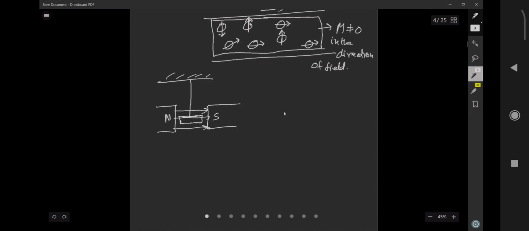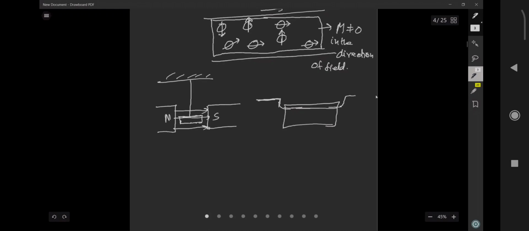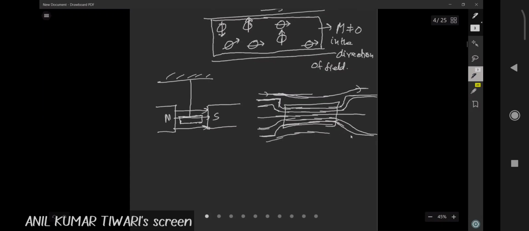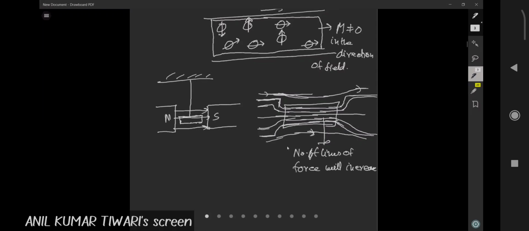If we have a substance like this, and it is placed inside a uniform magnetic field, the lines of force will love to pass through it because of attraction. In another case, there was a diversion. In this case, there will not be a diversion. The lines of force which tried to move away from it will also try to enter the substance, and then the concentration of lines of force within the substance will increase. So in this case, we have an attraction. There it was a repulsion, here it is going to be attraction.